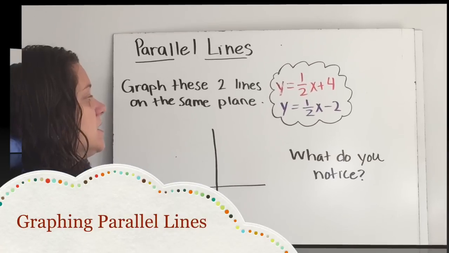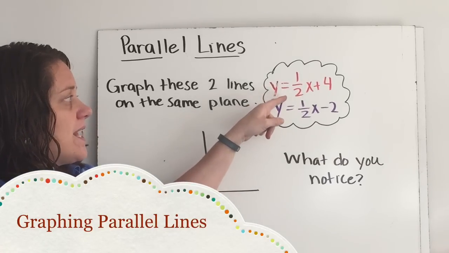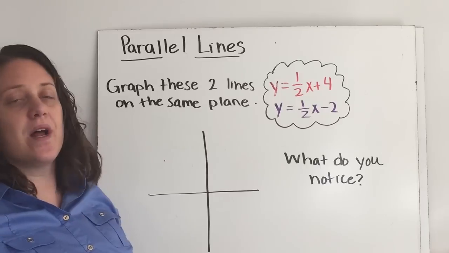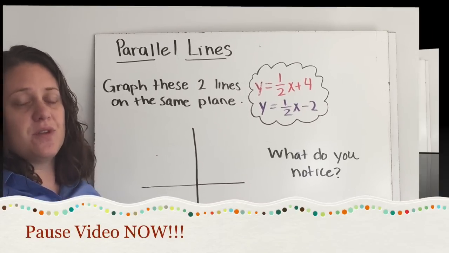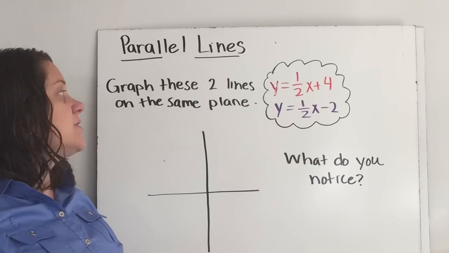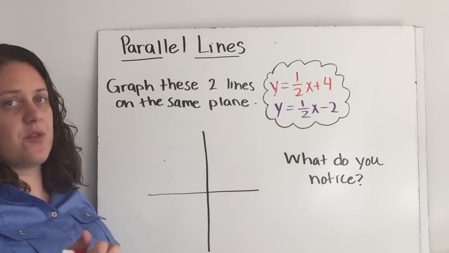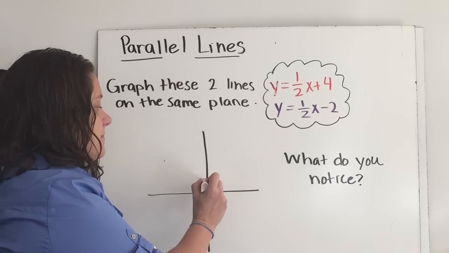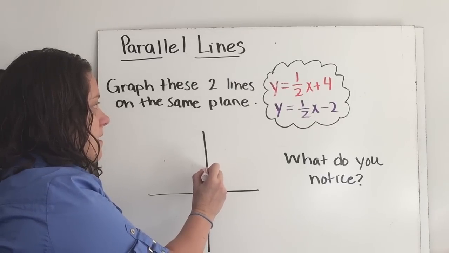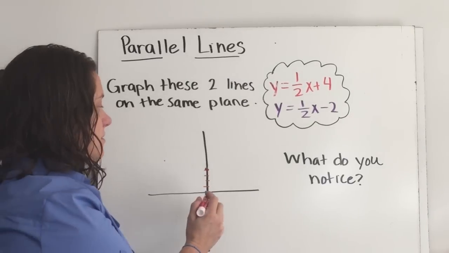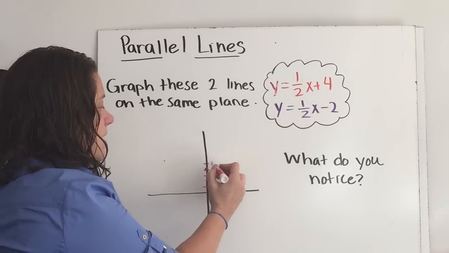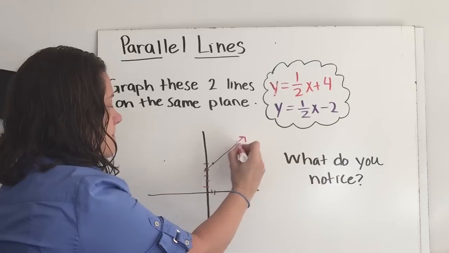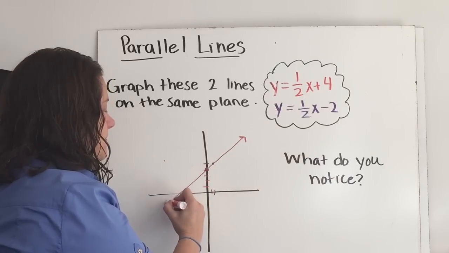Parallel lines. All right. So here are your two lines, y equals 1/2 x plus 4 and y equals 1/2 x minus 2. I want you to pause the video here and then graph those two lines. All right, welcome back. So in the red one, we should have started with a y-intercept of 4, of course, and then a slope of 1 over 2. So rise up 1, go over 2. And it would turn out looking about like this.